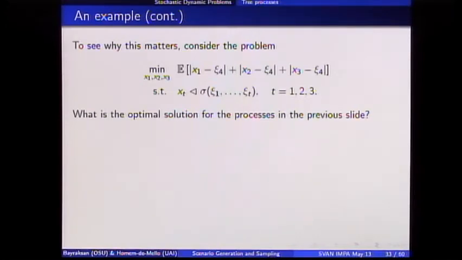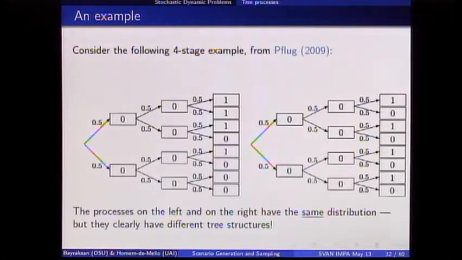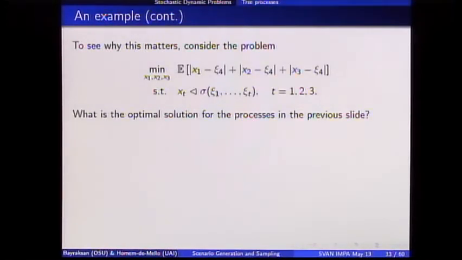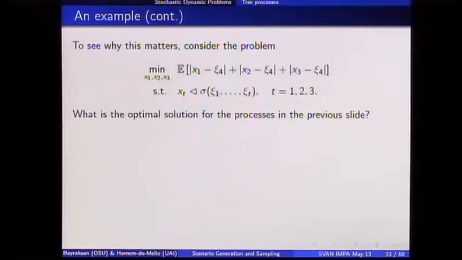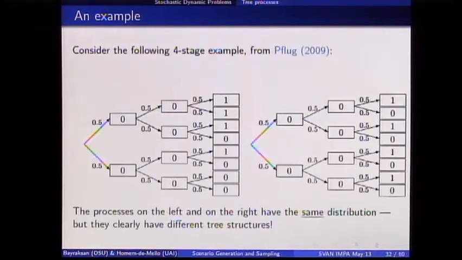So let's do the first case. How would you choose x1, x2, and x3 to minimize the sum of the differences between x and xc4? This is xc4, so I want to choose x that minimizes the distance to xc4. Let's try to do it visually here. How will you do that?